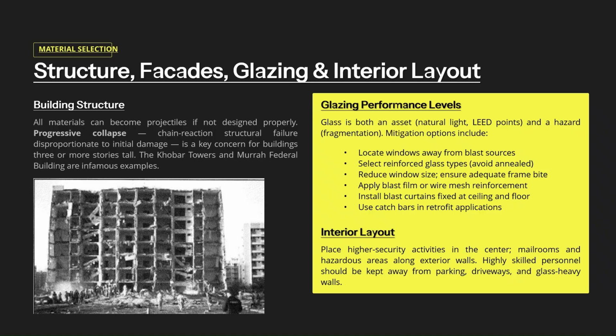The structural design of a facility plays a critical role in overall security. Building materials, if not properly selected, can become vulnerabilities rather than strengths. Progressive collapse is a key concern, where failure in one part of a structure can trigger a chain reaction affecting the entire building. This is why adherence to established building standards and codes is essential.